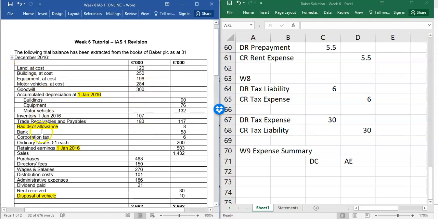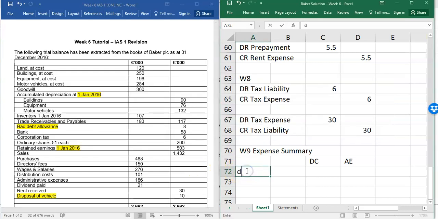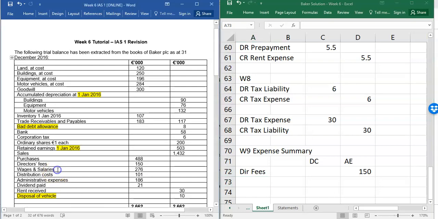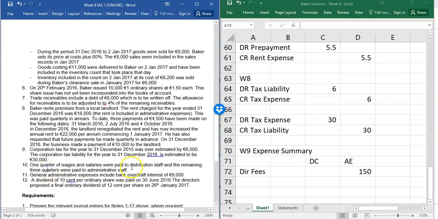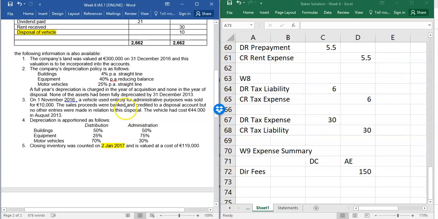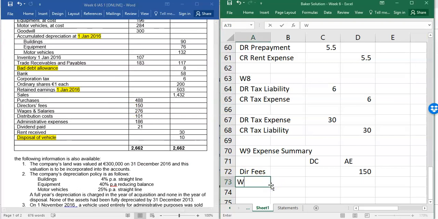So if you look down here for any expenses, we have director's fees 150. So we'll slot that in as an admin expense. Director's fees, we put there 150. Sometimes it could be subjective, and that's fine. You're not going to lose too many marks. Wages and salaries, hopefully you've already flagged. There's a note there. Wages and salaries, 1/4 goes to distribution, 3/4 to admin. So wages and salaries in total is 276. W&S, 276 divided by 4, 69 goes to distribution.